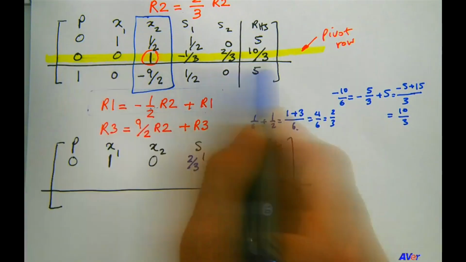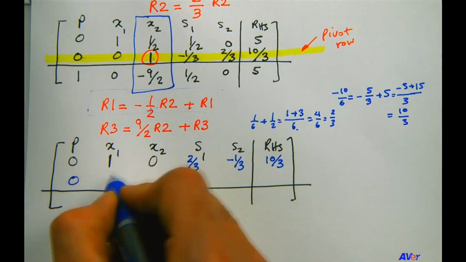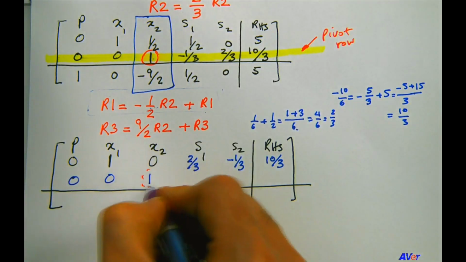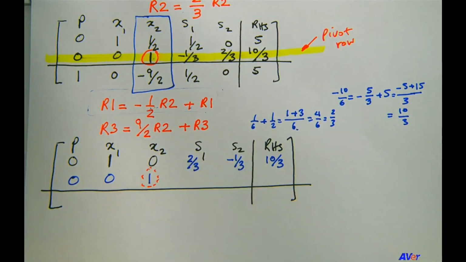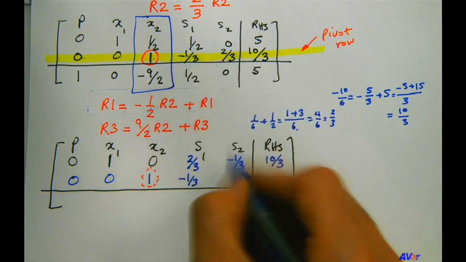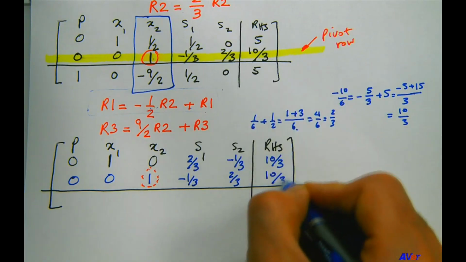The second row is the pivot row, so we're going to write it down as it is. So 0, 0, 1. That's still our pivot element, 1. Minus 1 over 3, which is there. 2 over 3. And then 10 over 3.